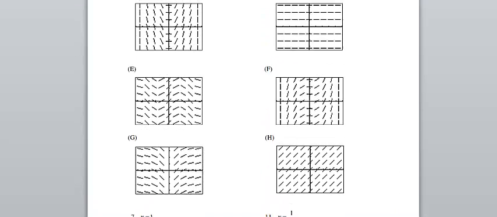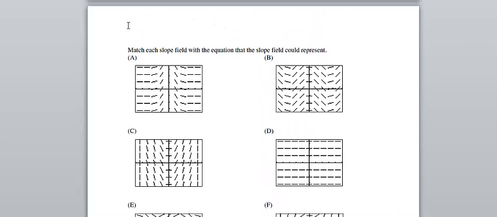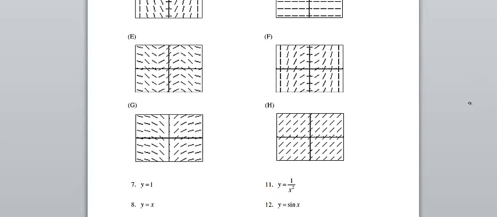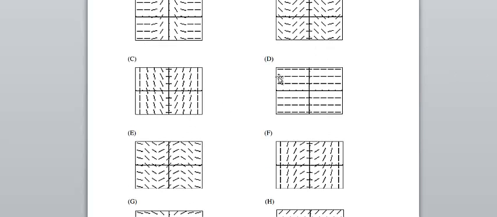So I want to take a second to talk about what this part's asking about. It says match each slope field with the equation of the slope field it could represent. So it's not saying that we want the slope field of these equations. It's saying this is the actual equation. So which one of these could be y equals 1? Well, it's the one with these horizontal lines here, because that's y equals 1. This could also be like y equals 5, or y equals 3. Any of those could be the answer.